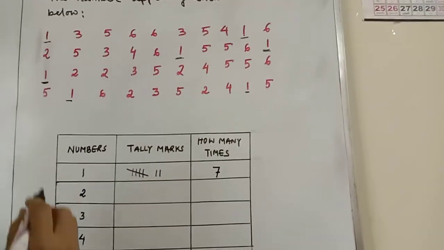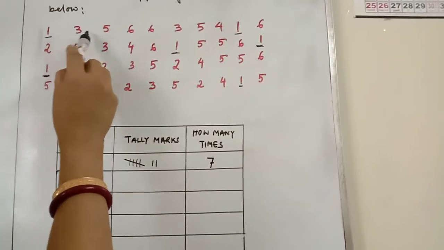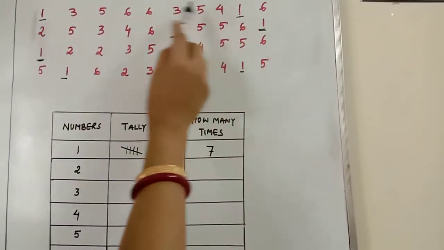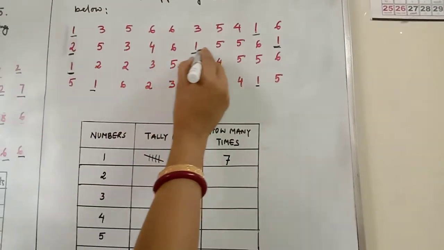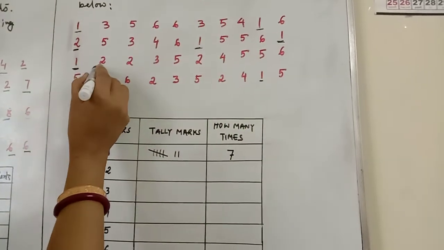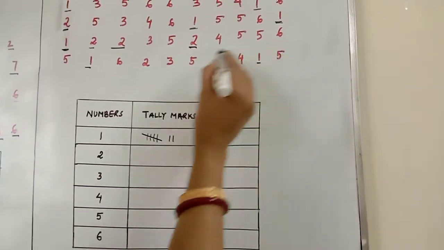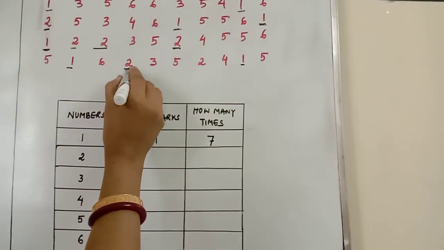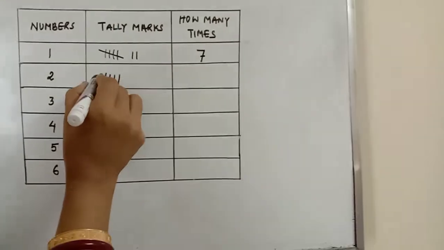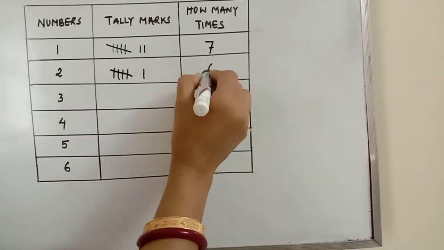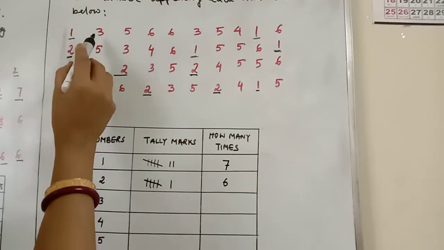Now go to number 2. How many times is 2 there? In this row, no 2. Here only 1, 2, 3, 4, 5 and 6. So 1, 2, 3, 4, 5, 6. The number is 6.